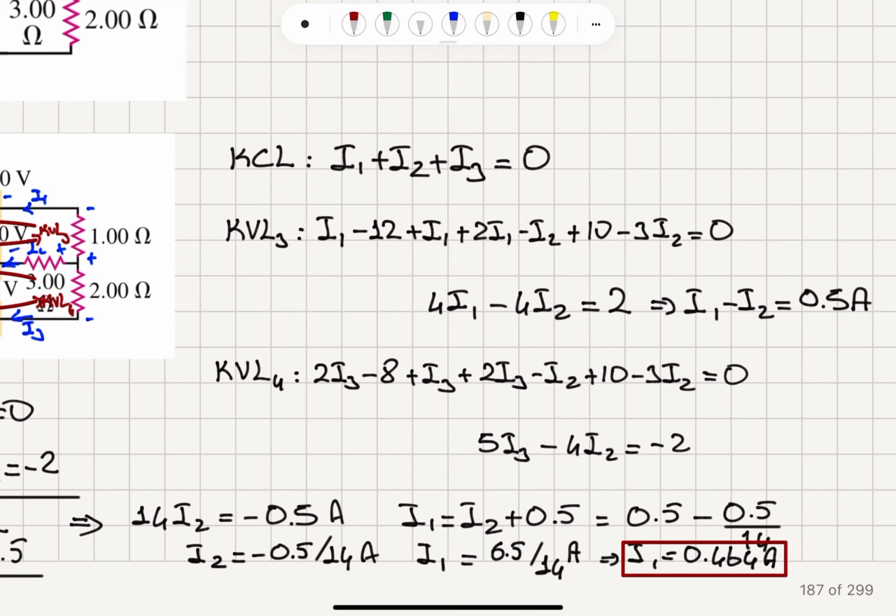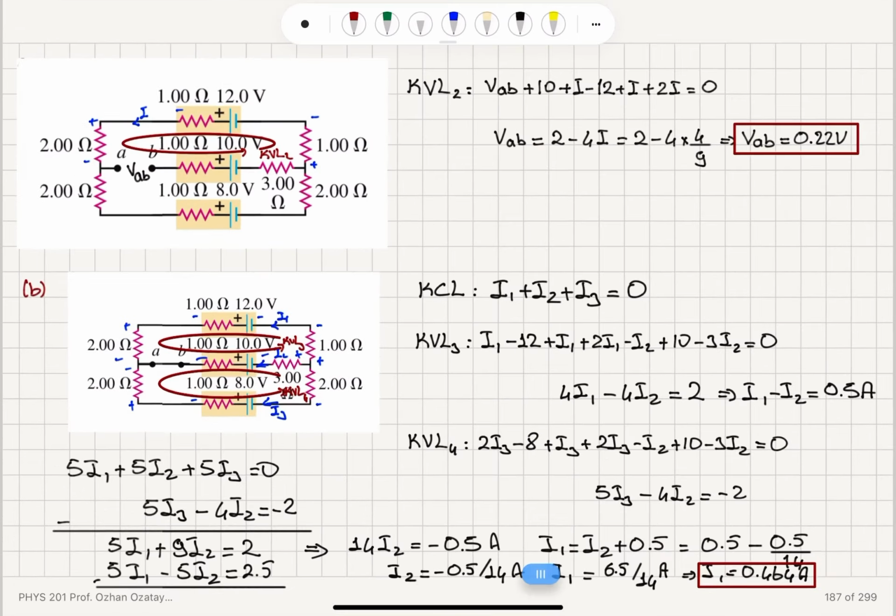So this is the answer I finally reach using these two Kirchoff voltage laws and Kirchoff current law. So 3 unknowns and 3 equations. I can solve them and find the current going through the first branch.